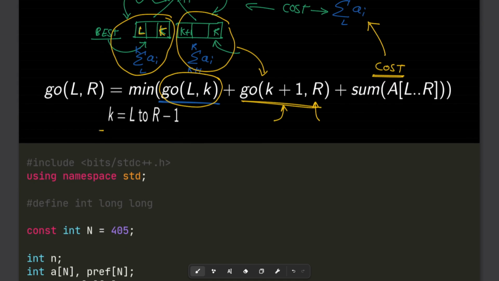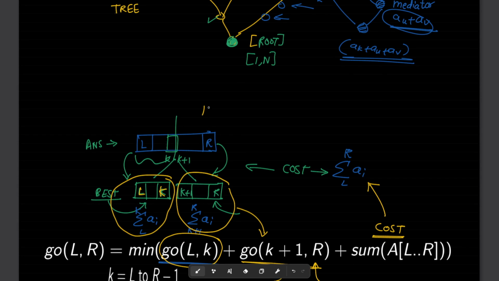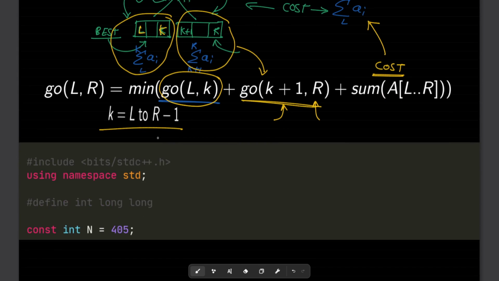One more thing, K only goes from L to R minus 1, because if K is R, then there is nothing to the right of this. It is not allowed to merge two ranges where the first is non-empty and the second one is empty. The second range would be empty in this case, and it is not allowed to merge them. Hence we only merge non-empty ranges. Okay, that's it about this recurrence.